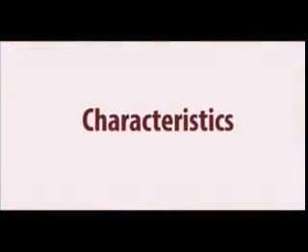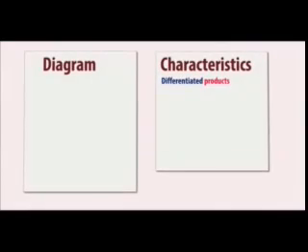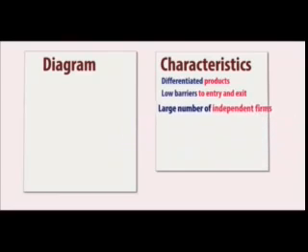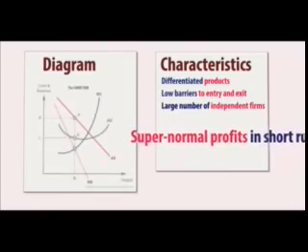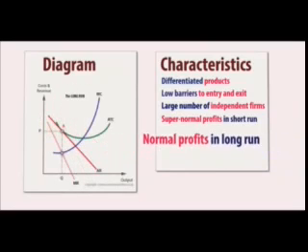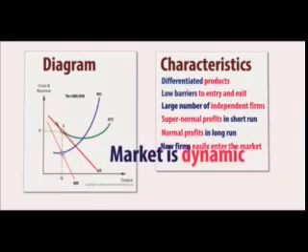The key characteristics of this market form are differentiated products, low barriers to entry and exit, and a large number of independent firms. Firms can exploit their differences and make supernormal profits in the short run. Only normal profits are available in the long run as new firms enter. The market is very dynamic.